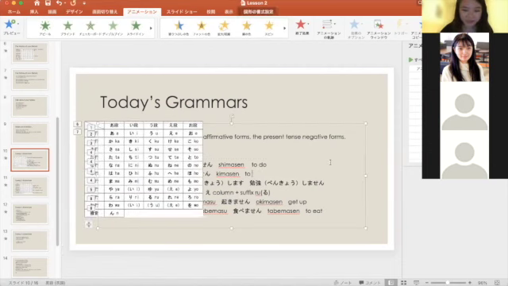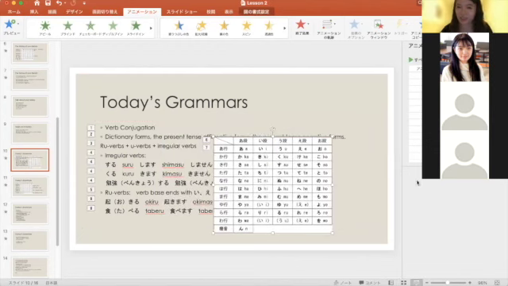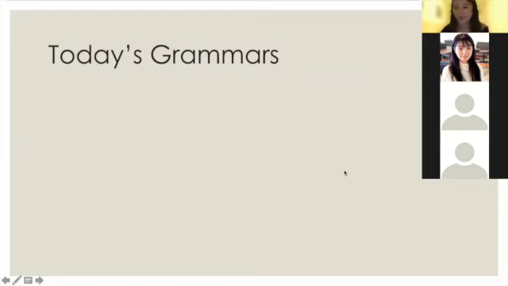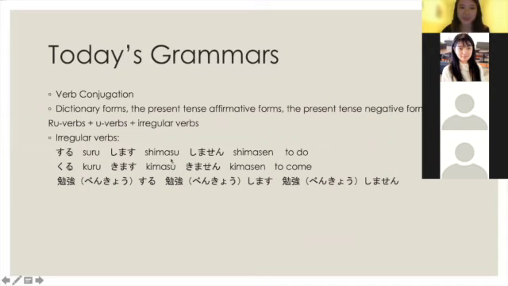So is there a negative, not polite form for kuru? Yes, there is, but we're not going to talk about it now because it will only make you confused. We just need to master the polite present affirmative forms and the polite present tense negative forms first. Then how about suru? I like that you have ru-verbs, u-verbs, and irregular verbs written there.